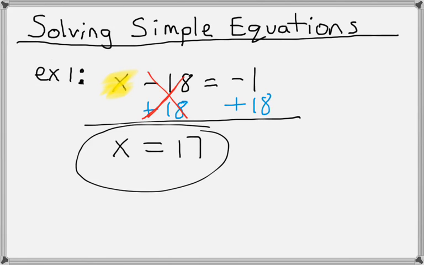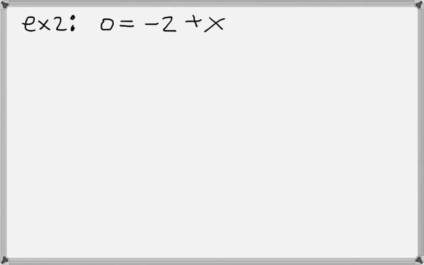Let's look at a second example. In this example, we have 0 is equal to negative 2 plus x. Again, our first step is we need to identify what is the variable we're trying to solve for. What variable are we trying to isolate? We are trying to isolate that x right there. What is preventing that x from being by itself? That negative 2 is what is preventing our variable from being alone.